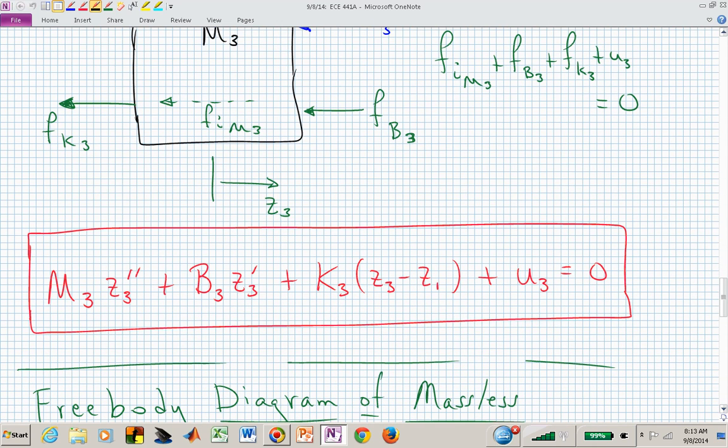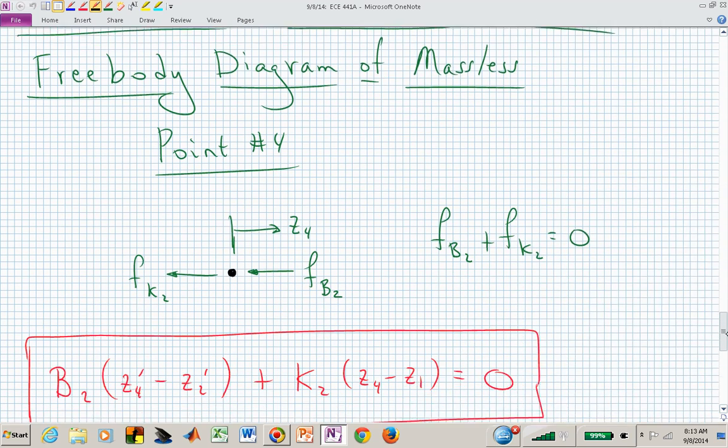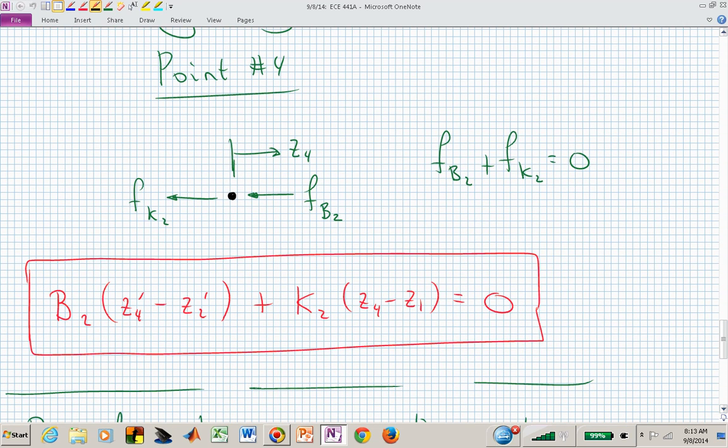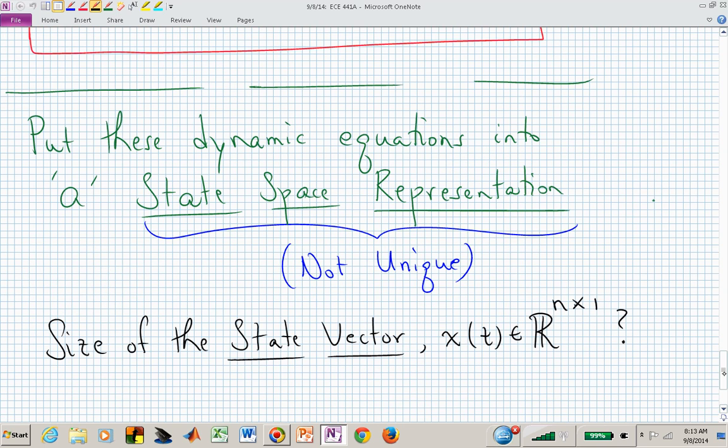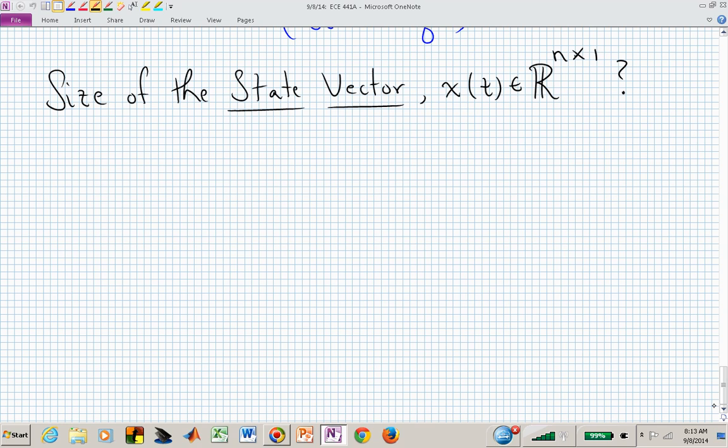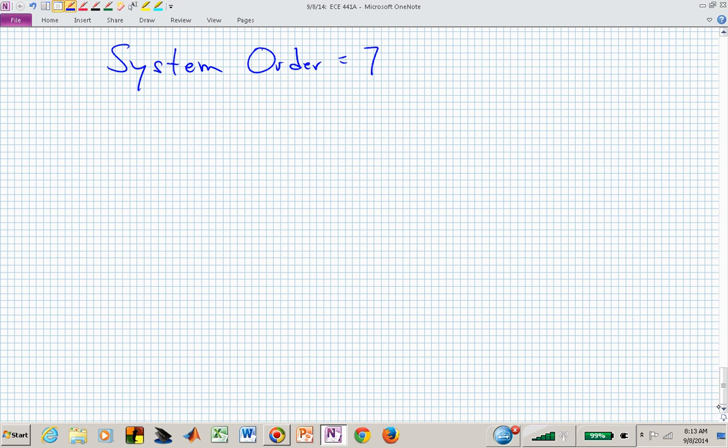2 more for z3, and then we have 1 for z sub 4. We then have 7 derivatives to keep track of. Little n is now giving us a vector x that's 7 rows tall and 1 column wide. So our system order is equal to 7.